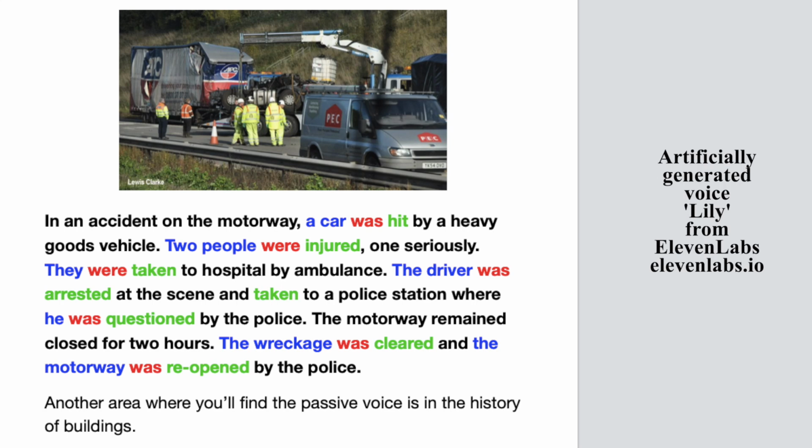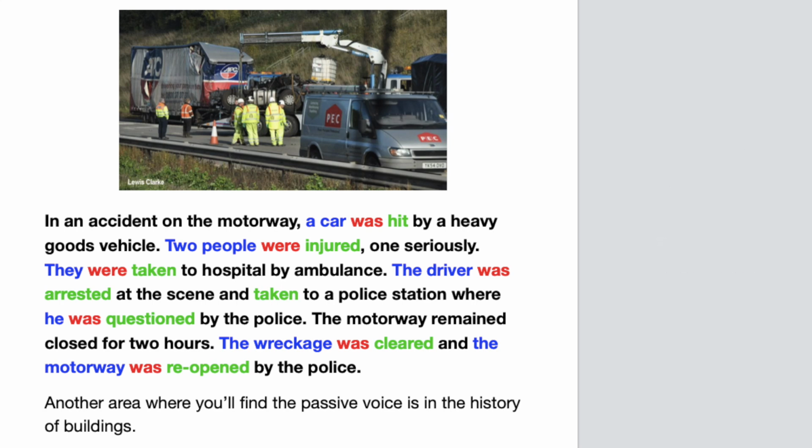In an accident on the motorway, a car was hit by a heavy goods vehicle. 2 people were injured, 1 seriously. They were taken to hospital by ambulance. The driver was arrested at the scene and taken to a police station where he was questioned by the police. The motorway remained closed for 2 hours. The wreckage was cleared and the motorway was reopened by the police.